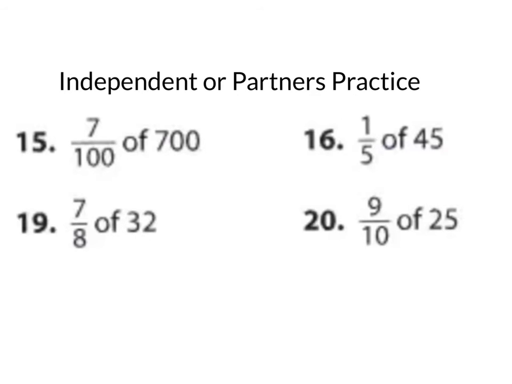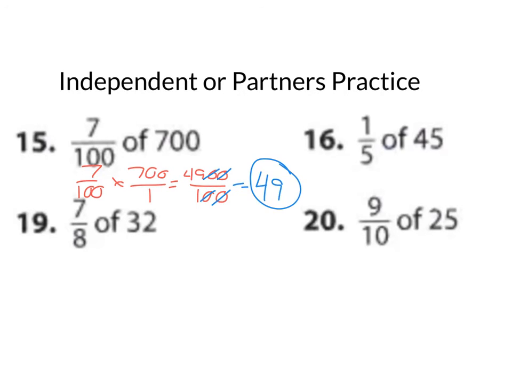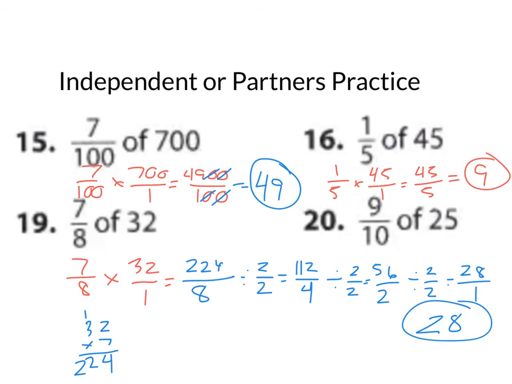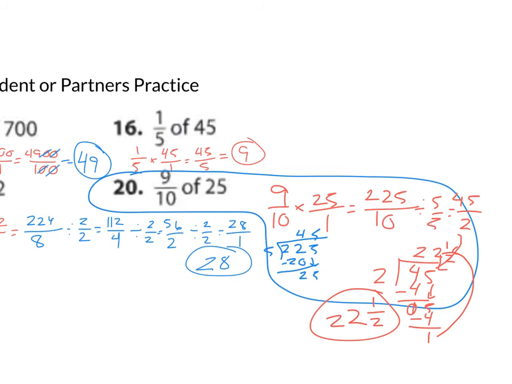Please do independent or partner practice right now, showing your work to show how you got them. The answers are coming for 15 in 3, 2, 1. There's your answer for 15. 16 in 3, 2, 1. There's 16. 19 in 3, 2, 1. There's my answer for 19. Showing 20 in 3, 2, 1. And here's my work and my answer for 20, 22 and 1/2.